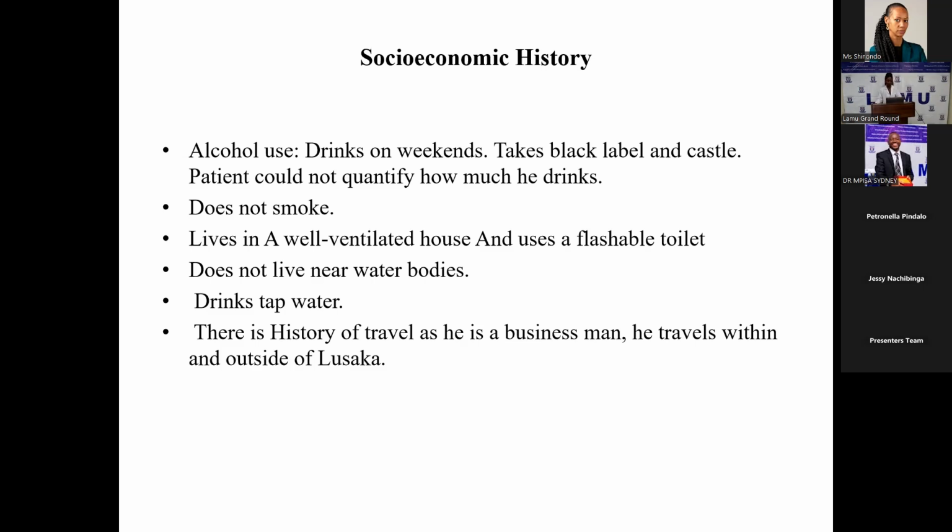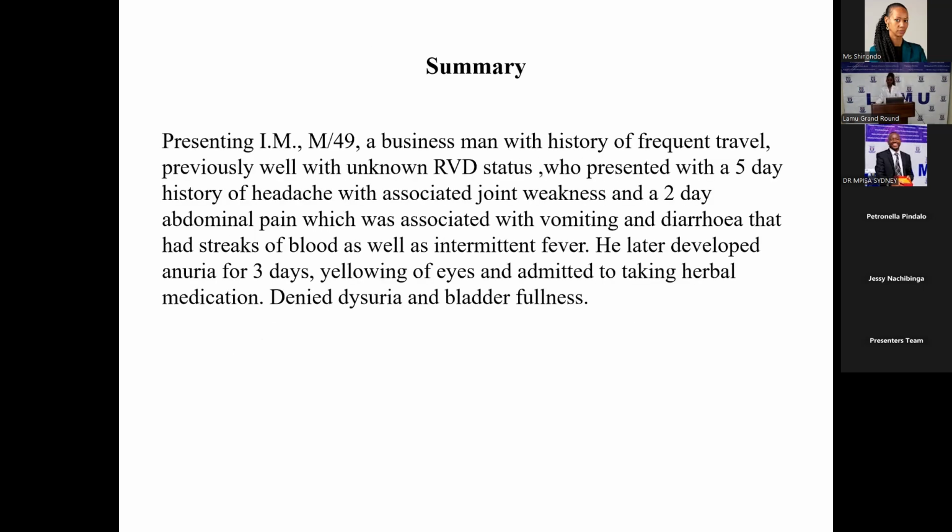Summary: I am presenting a male, 49, a businessman with a history of frequent travel, previously well with unknown retroviral status, who presented with a 5-day history of headache with associated joint weakness, and a 2-day abdominal pain, which was associated with vomiting and diarrhea that had streaks of blood, as well as intermittent fever. He later developed anuria for 3 days, yellowing of eyes, and admitted to taking herbal medication. He denied any dysuria or bladder fullness.